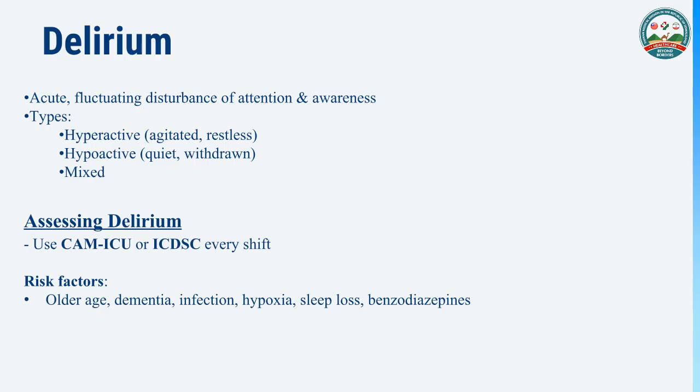To identify delirium early, we should assess patients every shift using validated tools, such as the CAM-ICU or the ICDSC. These tools help us detect changes in cognition and alertness, even in intubated or sedated patients. Common risk factors for delirium include older age, dementia, infection, hypoxia, sleep deprivation, and the use of benzodiazepines or other sedatives. Recognizing these risk factors allows us to prevent delirium before it develops.